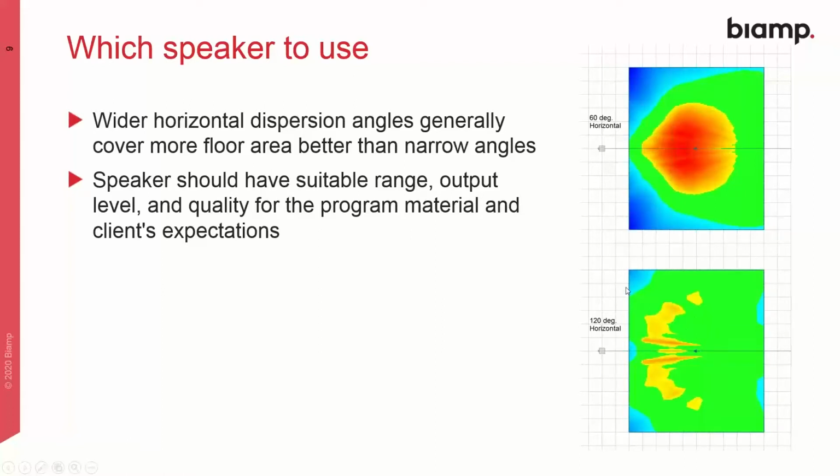Here, 120 degree, we covered this much. These are the same speaker, just a different horn pattern, same angle, same height, same distances. So a wider horn tends to cover more floor area than the narrow horn. Speakers should also have a suitable frequency range, output level, and quality for the program material and client's expectations.